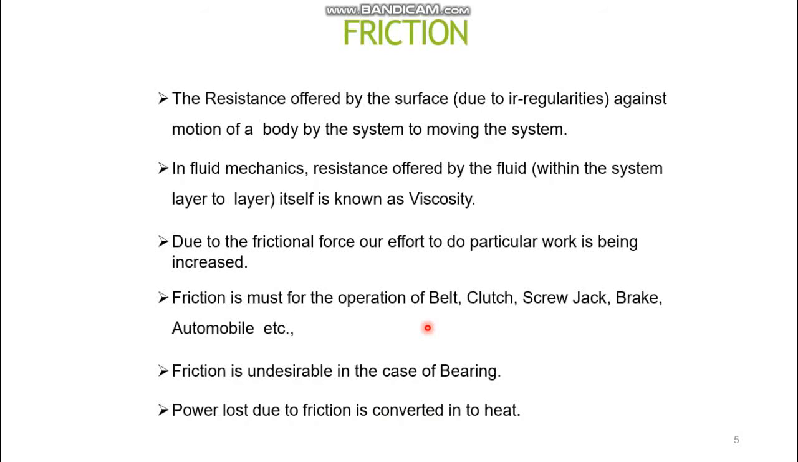Remember one thing, in case of bearings, friction is very much undesirable. So in bearings, we don't want any friction. The power loss due to friction is converted into heat. The power which is lost by friction is converted to heat.